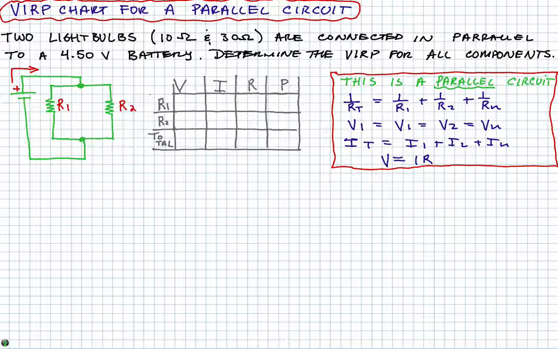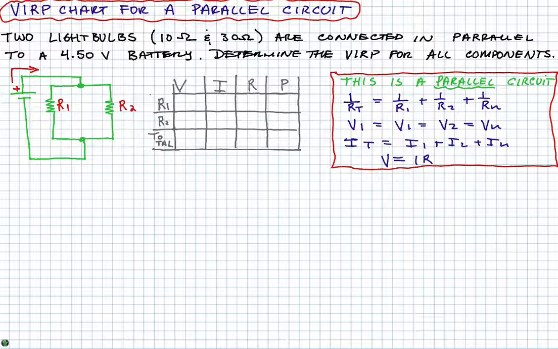In this video, I'm going to show you how to calculate the VIRP chart for the parallel circuit. In this circuit, two light bulbs, 10 ohms and 30 ohms, are connected in parallel to a 4.50 volt battery. Determine the voltage, current, resistance, and power, or VIRP, for all components of the circuit.